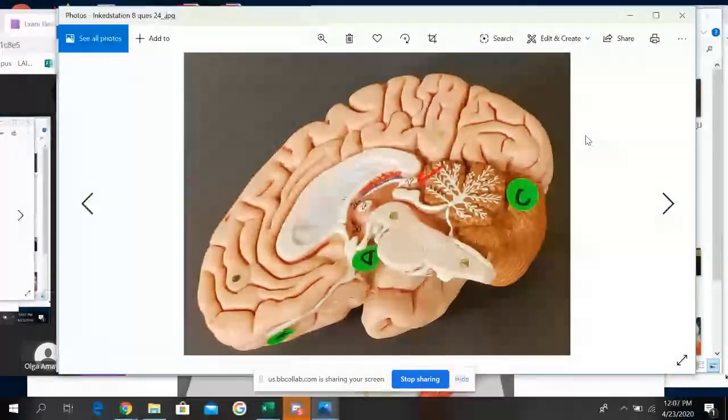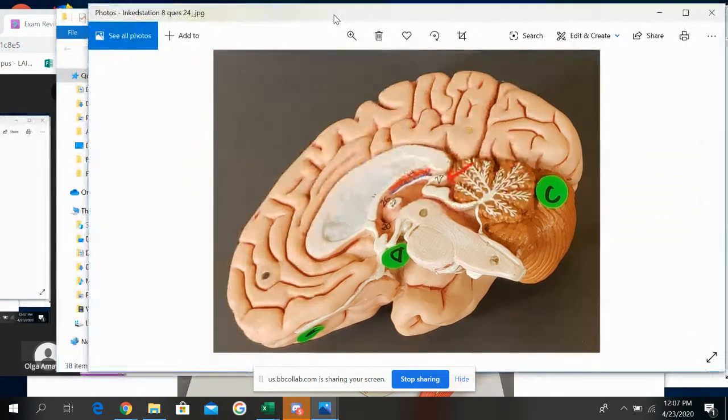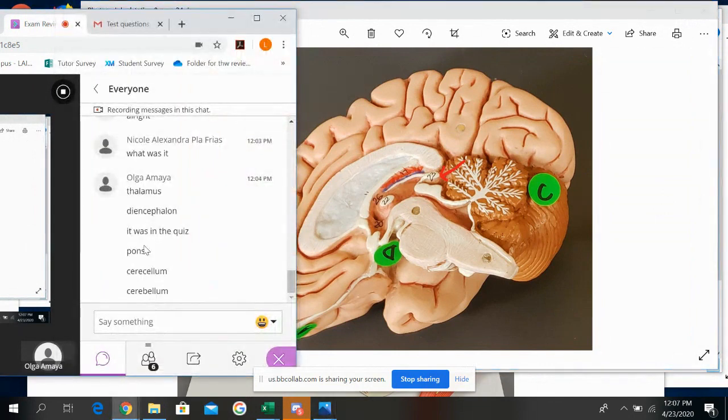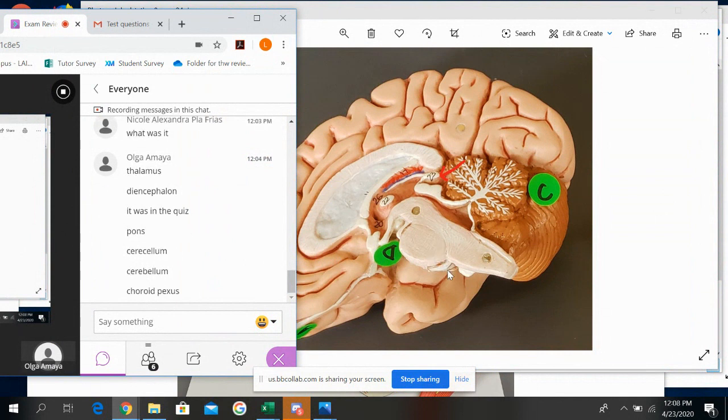Let's see, we have a different angle here. Oh, what's this red thing right here? I'll give you a hint. It creates CSF, which is the cerebrospinal fluid, which has ependymal cells that help lubricate the brain. It's kind of like the same one that we have in our eye. Starts with a C. The choroid plexus, very good. Yes, the choroid plexus. We have a choroid in our eye, but we have a choroid plexus in our brain. Very good.